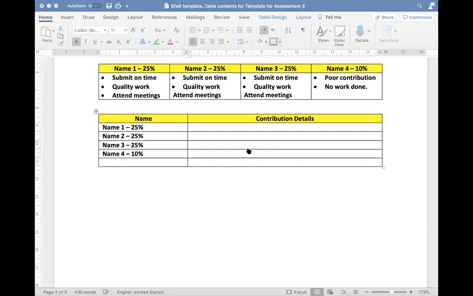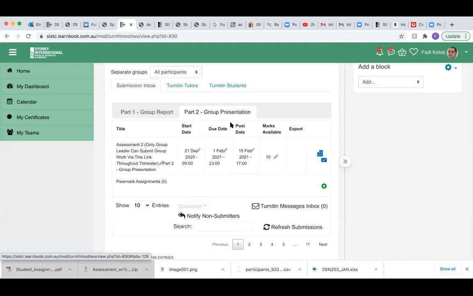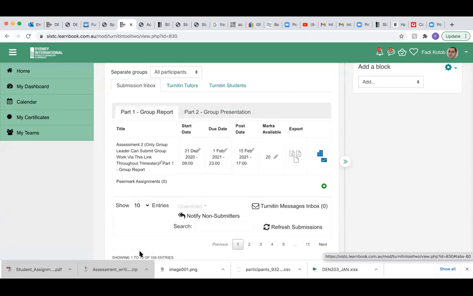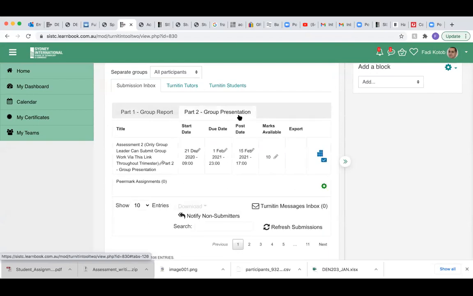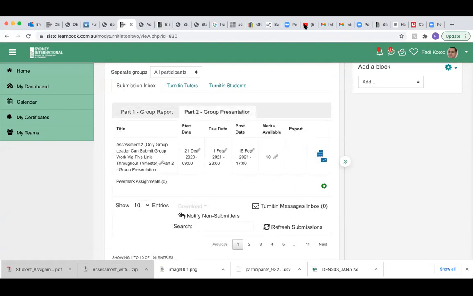One other thing to bear in mind is that when you submit your work to Moodle, you have a section for your report and a section for your presentation. Make sure both are uploaded. No zip file here, and no zip file here. Preferably a Word document is submitted here, and a PowerPoint or PDF is submitted here. I want to make sure this is submitted on time, no delays whatsoever. Any questions on what I've just communicated?